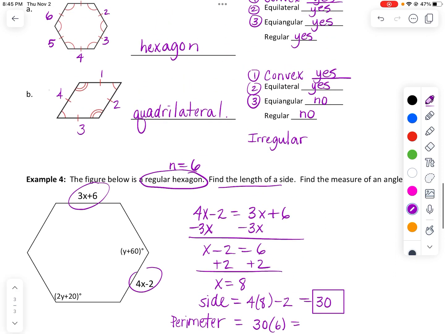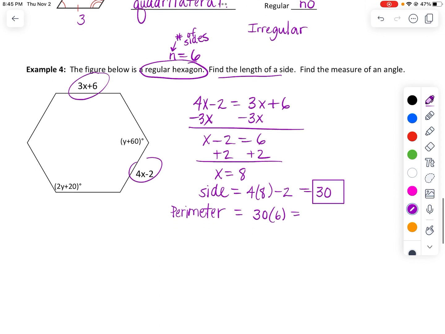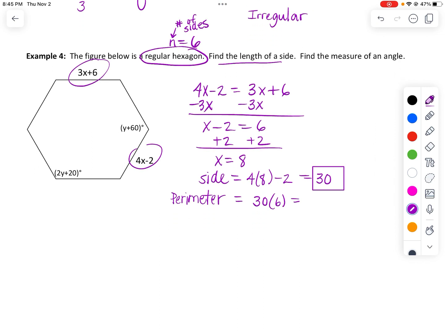And I'm not sure, I don't think I said this earlier, but n is something that always stands for the number of sides. It's the variable that we always use when we're trying to designate the number of sides. So n is your variable. All right, so 30 times 6 is 180. And again, I don't know, millimeters, centimeters, feet, who knows? But we could also calculate the perimeter, even though they didn't ask.